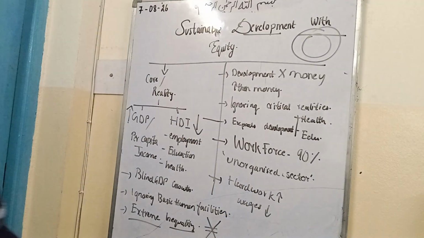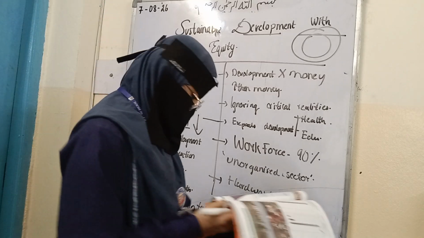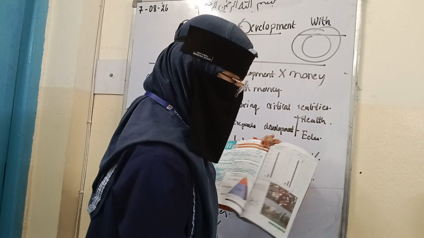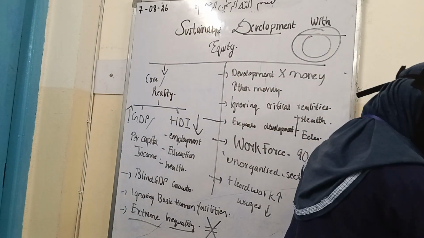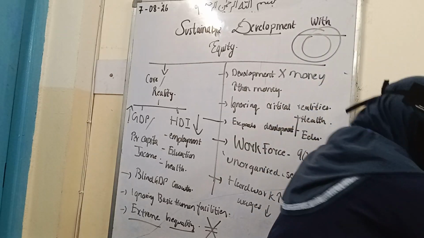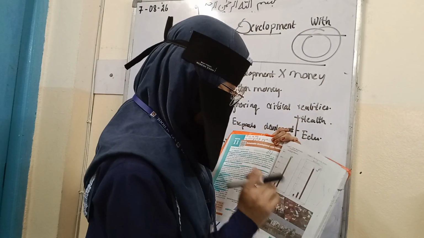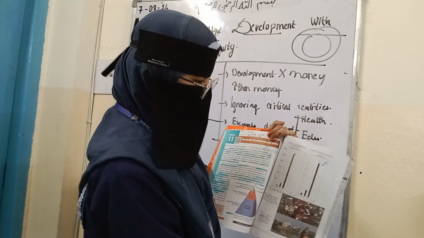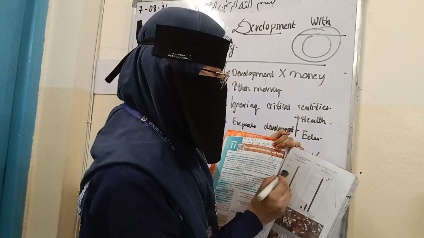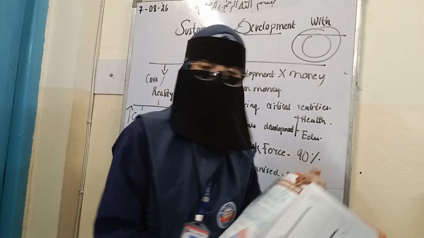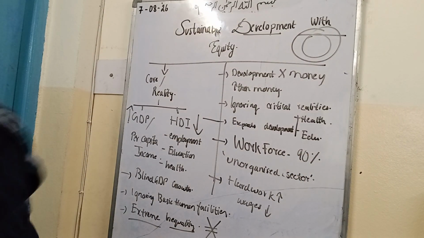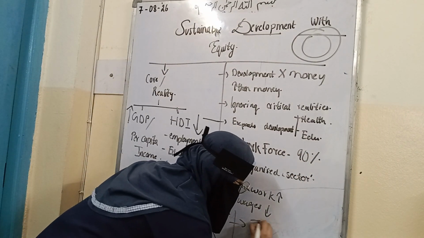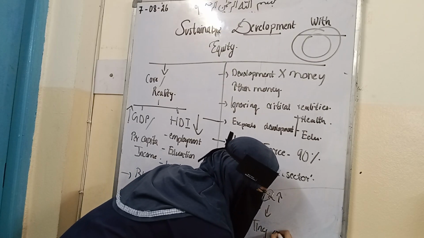Now let's see page number 145. Here we can see the graphs it is showing us. A vast majority of households are at the bottom, whereas there are billionaires on the top, and that is also only a tiny group of billionaires.